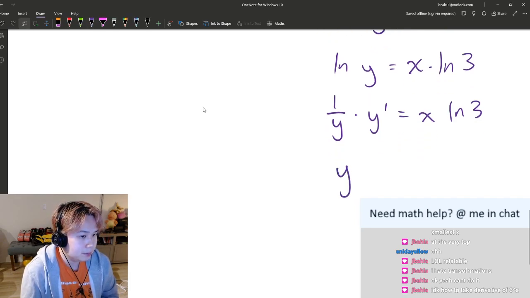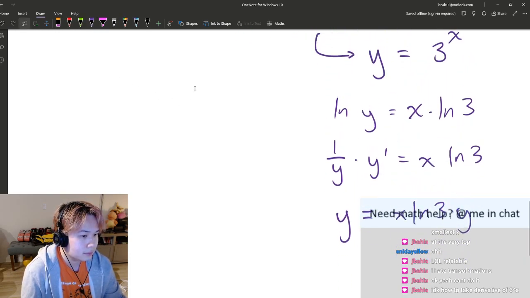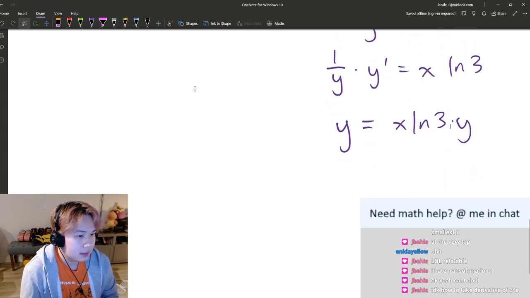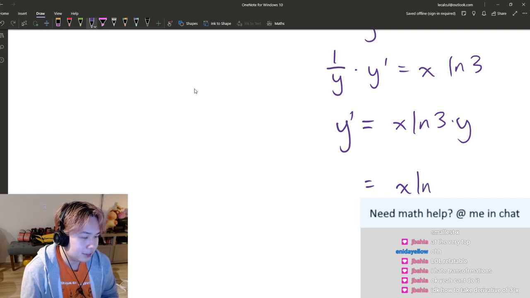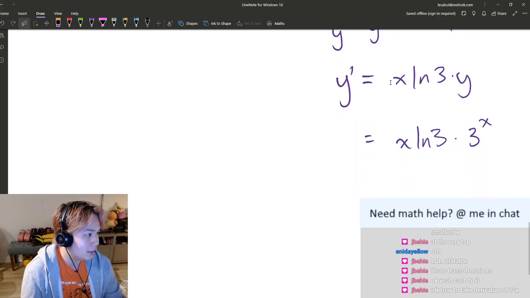And then you multiply both sides by y, so then you'll have x natural log 3 times y. And then you just make a substitution. So this becomes x natural log 3 times 3 to the power of x. Oh, oops, I forgot to take the derivative of the right side. When you take the derivative of the right side, you just keep the constant, right? Which is natural log 3.